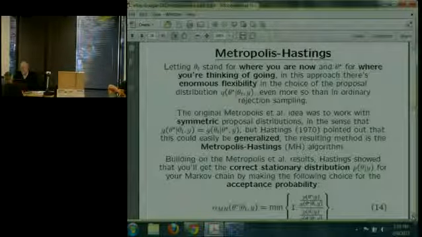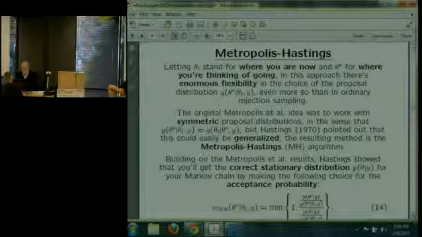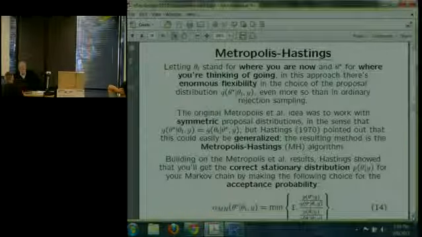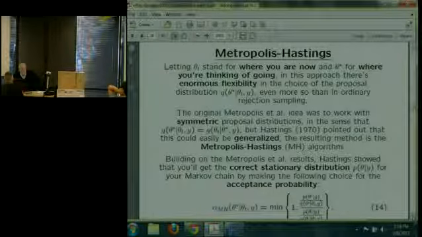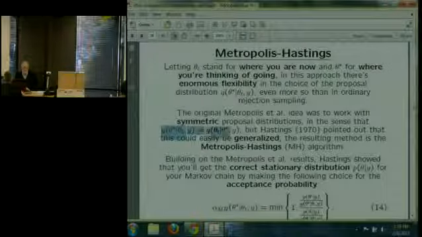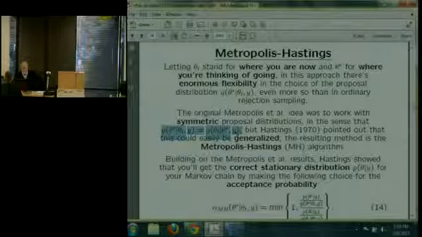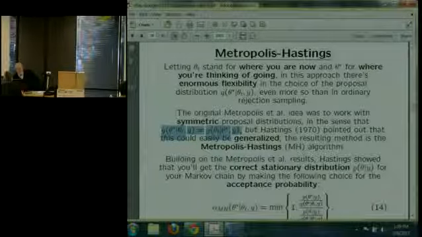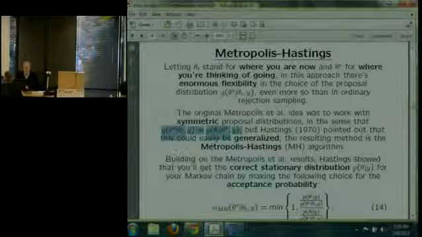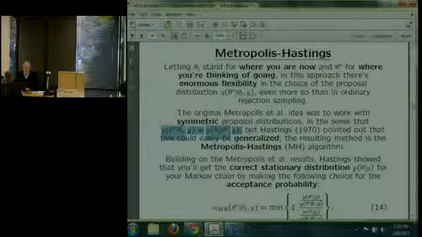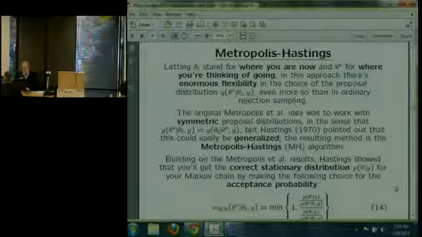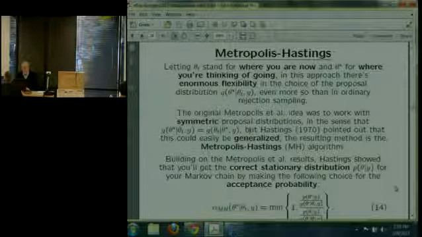And the answer turns out to be that you have even more flexibility than in ordinary rejection sampling. So I mentioned to you just a second ago that the original Metropolis idea was to work with symmetric proposal distributions in the sense that you see there in this area that I'm highlighting now with the mouse, namely that the density has the same value if you interchange the role of theta star and theta t. That's the sense in which it's symmetric, and you can see that the normal distribution centered where we are now would have that role. But Hastings pointed out that this could easily be generalized, and now we have what people call the Metropolis-Hastings algorithm, or MH for short.